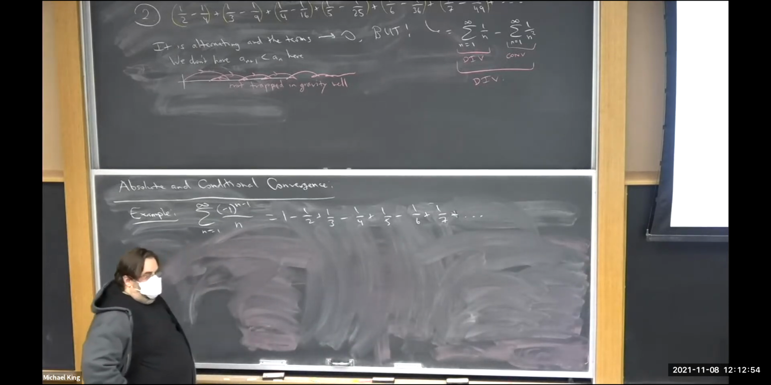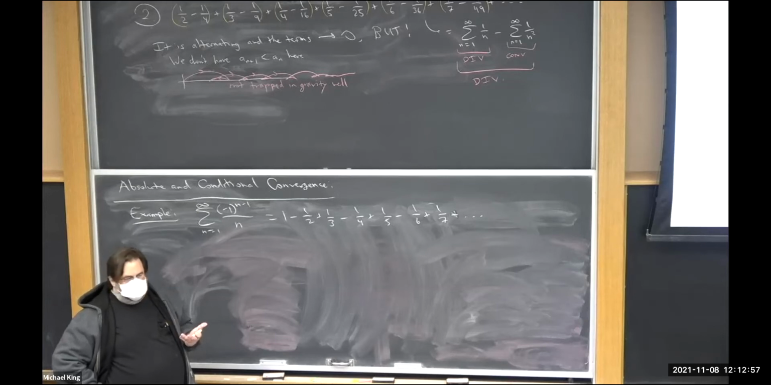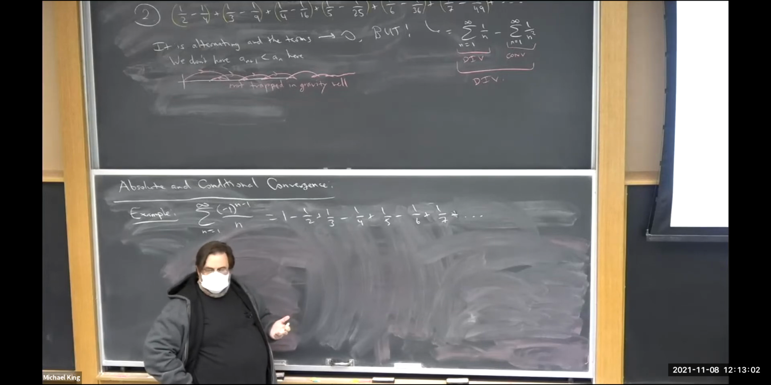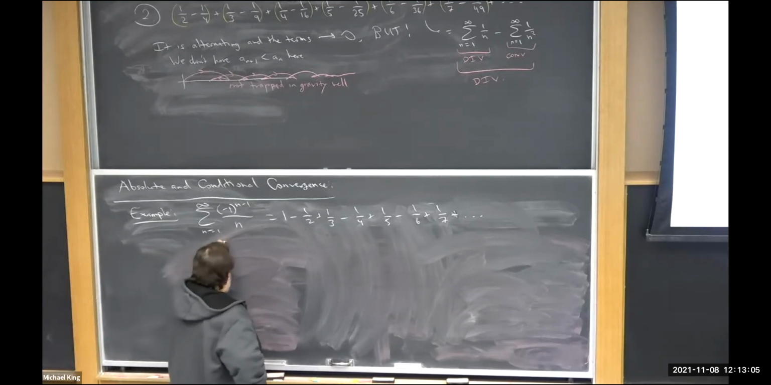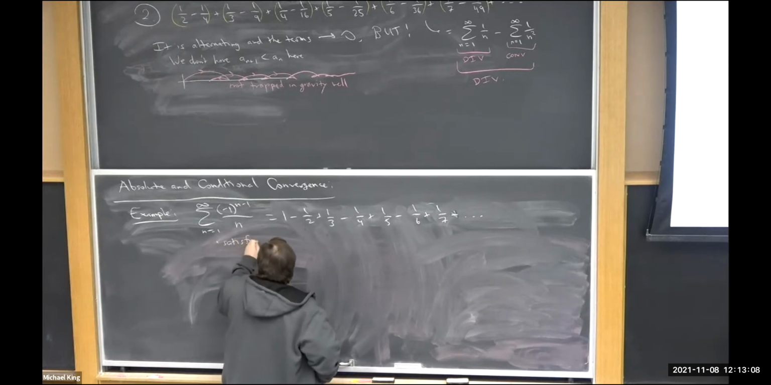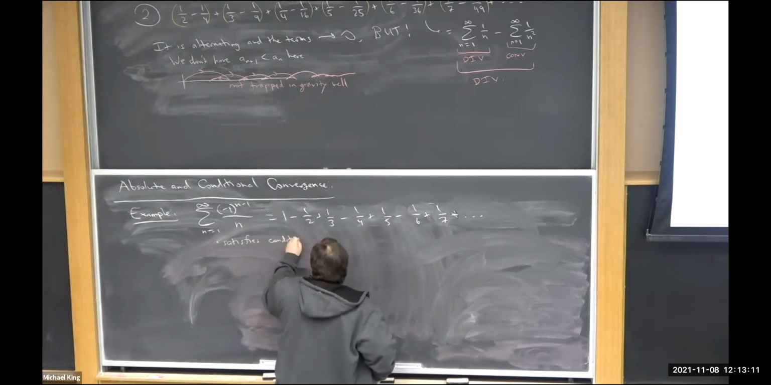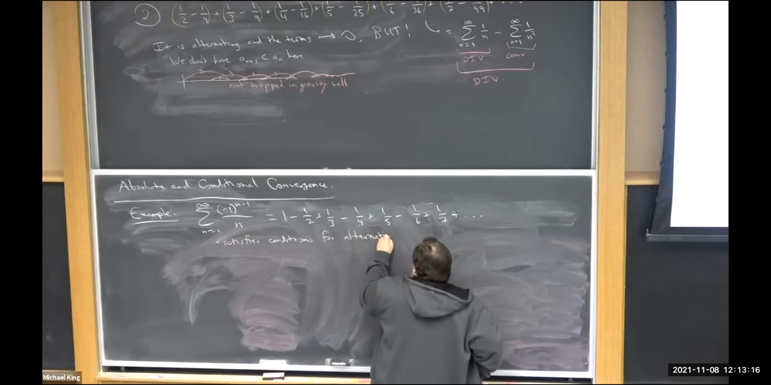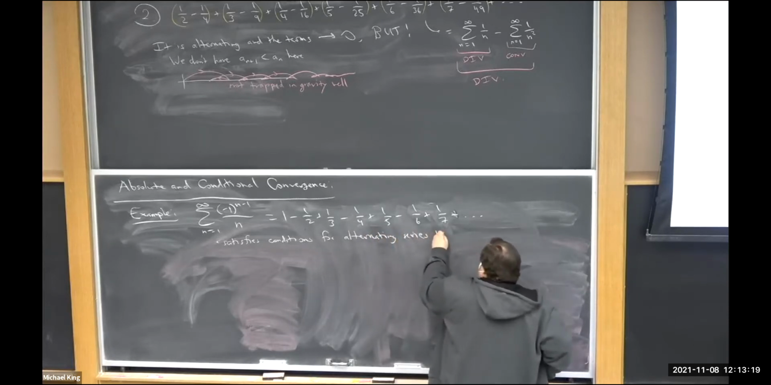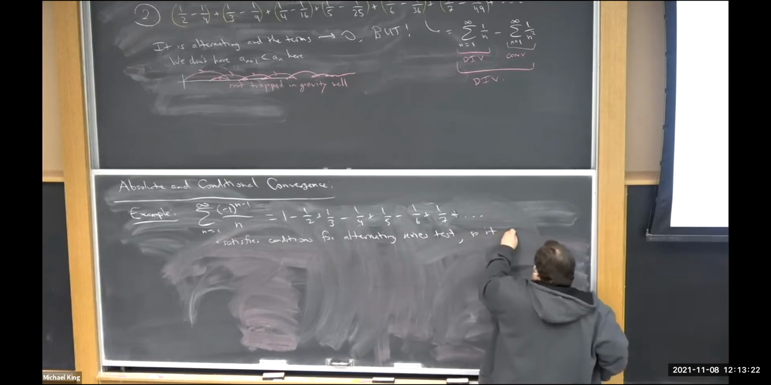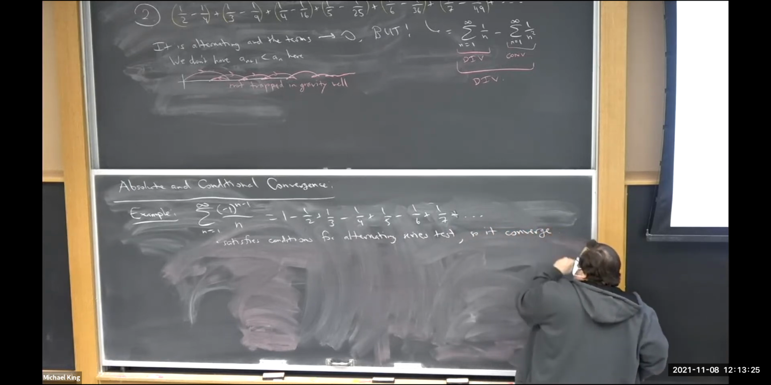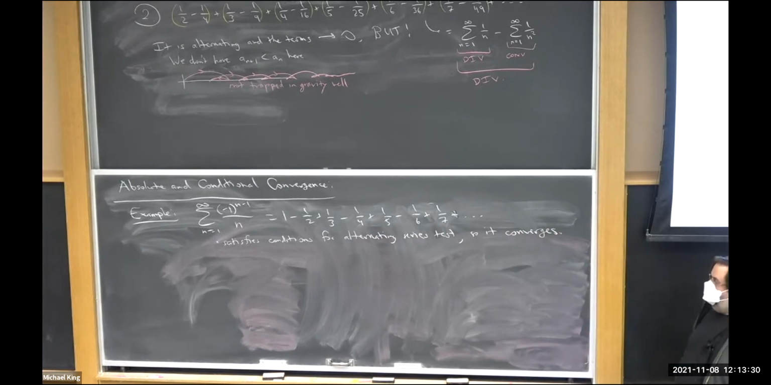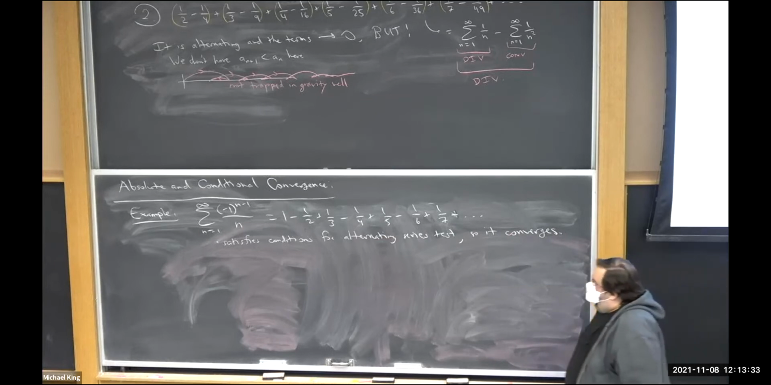And it satisfies the conditions for the alternating series test. The terms are getting smaller each time, and they're going to 0. Satisfies the conditions for the alternating series test. So it does converge. So that's interesting though, because the harmonic series didn't converge, right? And that's kind of weird.